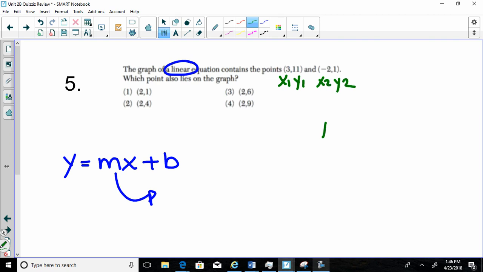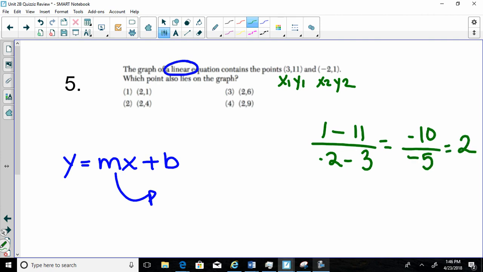But now they're not just asking that, they're asking which one of these points would fall on the line. So what do you notice about all 4 points? They all have 2 as the x. So let's plug in 2 to figure out which one. Let's plug in 2 for x. Figure out what my y would be. What is 2 times 2? 4. And what's 4 plus 5? 9. So your y coordinate would be 9. So what would be your answer? 4.